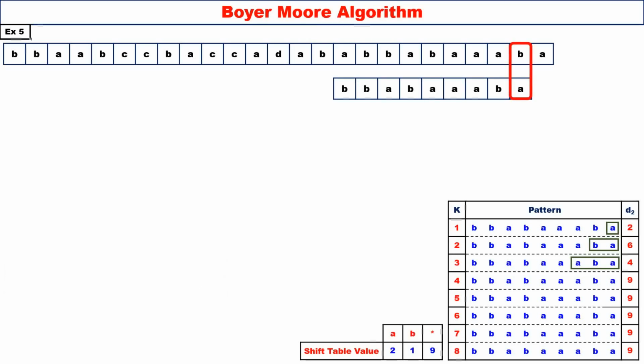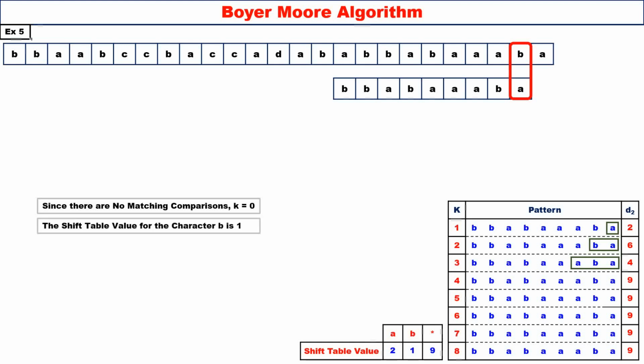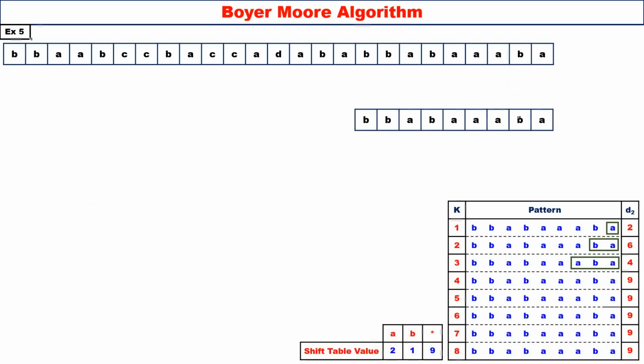Now again comparison, A and B mismatch. There are no matching comparisons at all. Shiftable value for B is 1. Therefore, fourth shift is by 1 position. Yes. Simple.